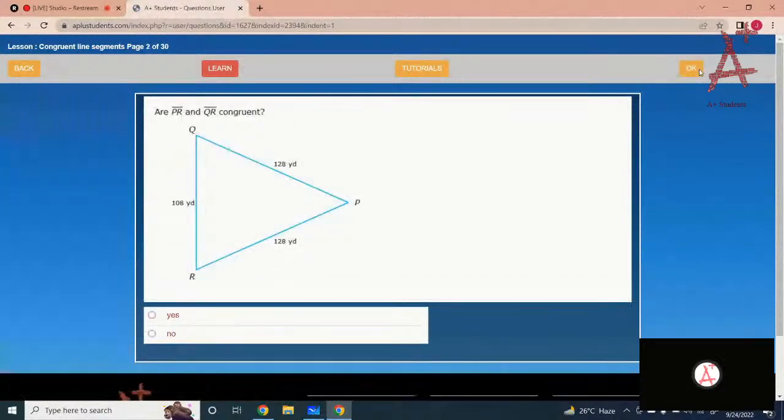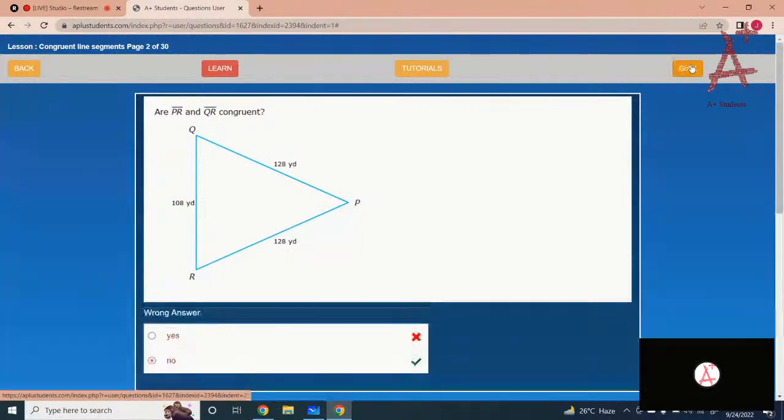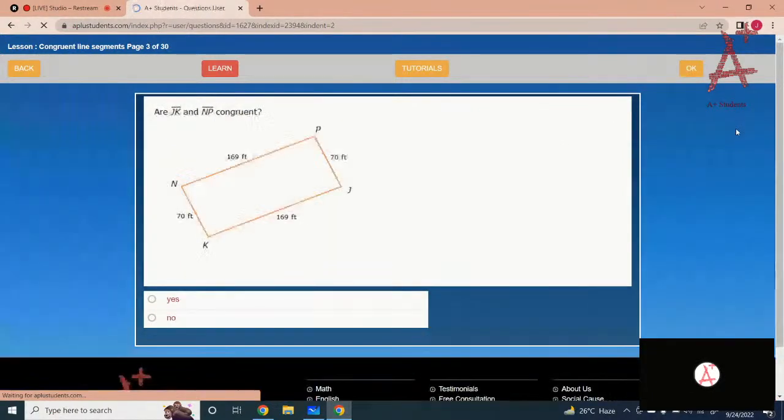Okay, the next one is, are PR and PQ congruent? PR is 128 yards and PQ is 128 yards. So both of them are the same. Both the side lengths are the same. So the answer is yes. Got it? Okay, the next one is, are JK and NP congruent? JK is 169 feet and NP is 169 feet. So both of them have the same side lengths. That means they are congruent. Got it?